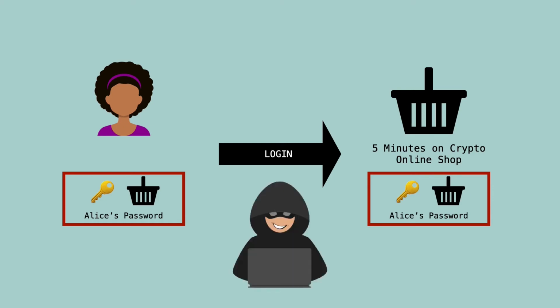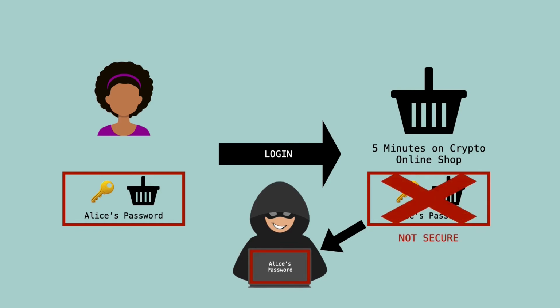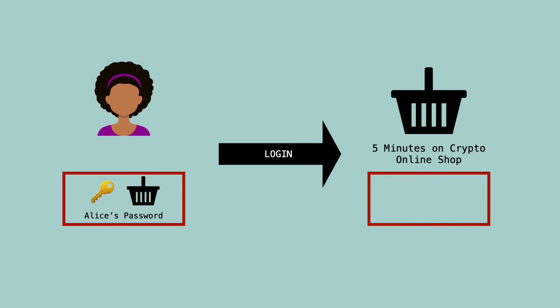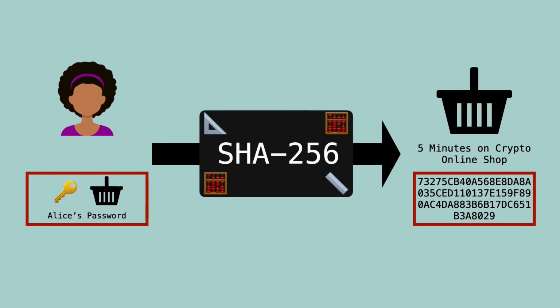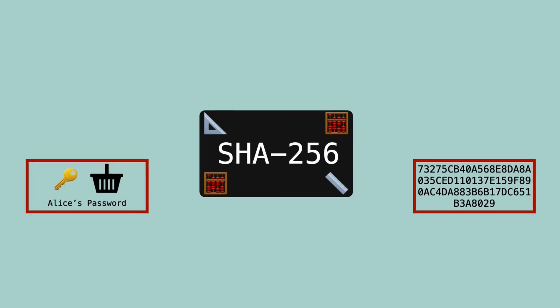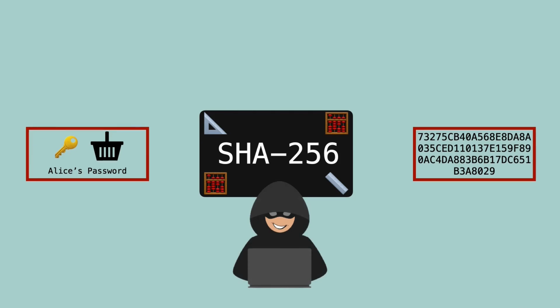Why? Because if a hacker gets access to the database, he will have Alice's password right in front of him in plain text. Instead, the 5 Minutes on Crypto online shop can simply store the hash of Alice's password. Every time Alice logs in, the online shop will feed the password into our magical black box, and then compare it to the one that is stored in the database. So Alice still needs her original password, but the online shop does not need to store it in plain text.